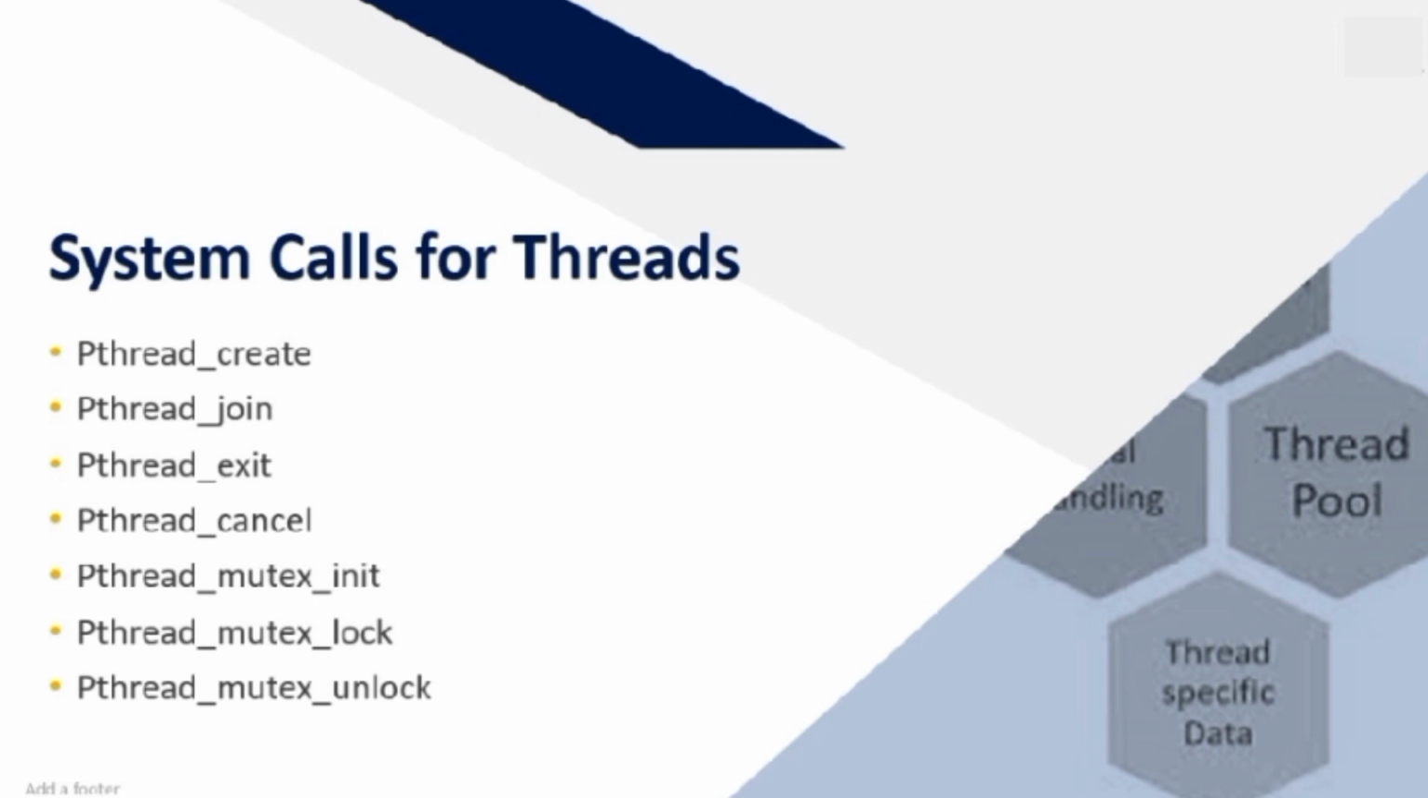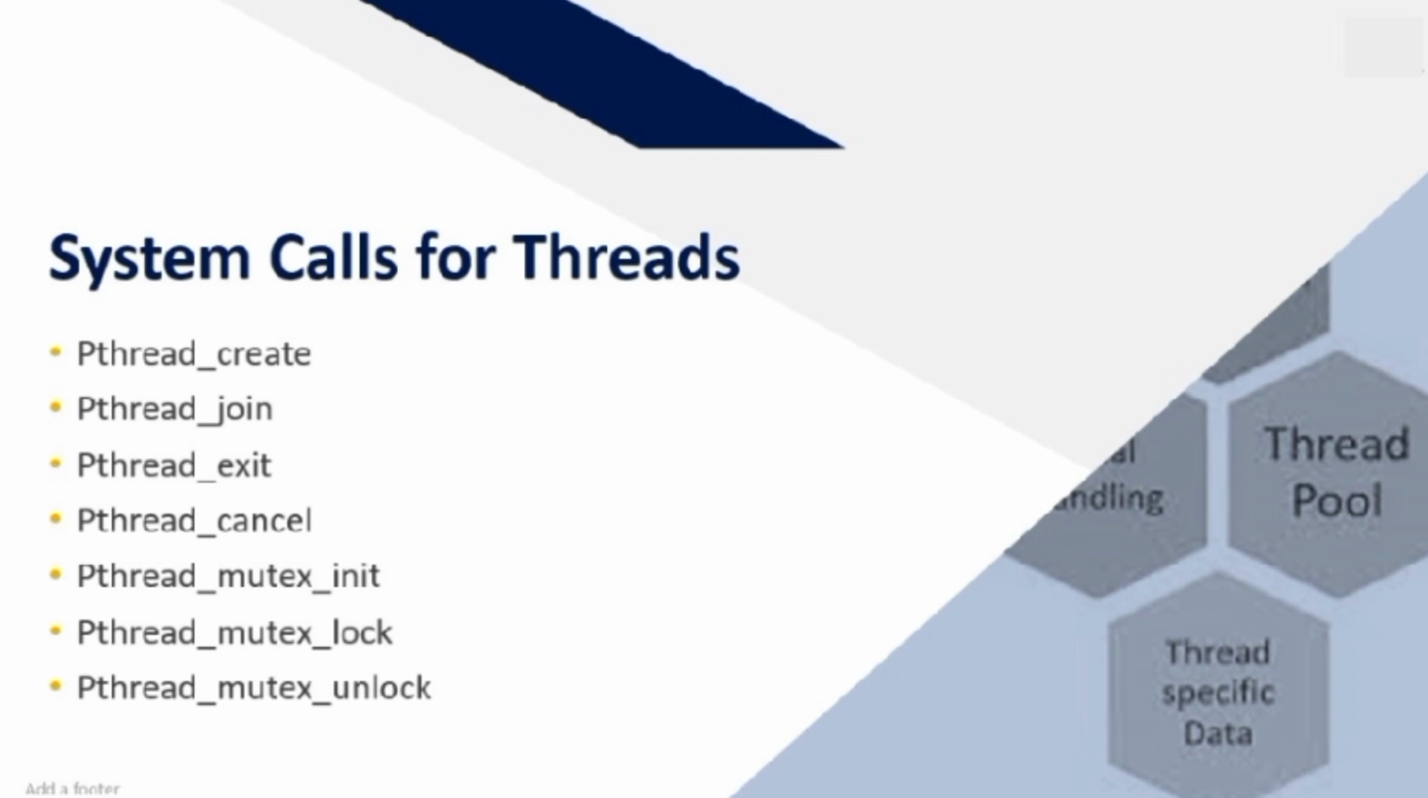Moving forward, there are various system calls for threads, which are discussed here one by one. The first one is the pthread_create function, which is used to create a new thread of execution within a program. This function takes four arguments. The next one is the pthread_join function, which is used to wait for a thread to terminate and obtain its exit status. The function takes two arguments. The first is a variable that identifies the thread to join, and the next is a pointer to a void pointer that will hold the exit status of the thread.